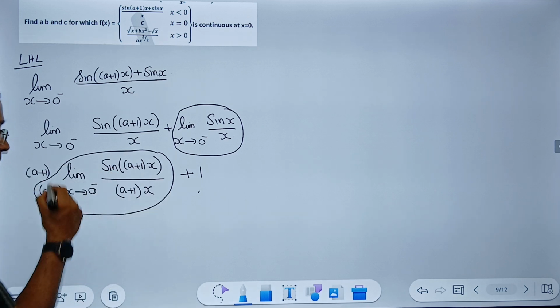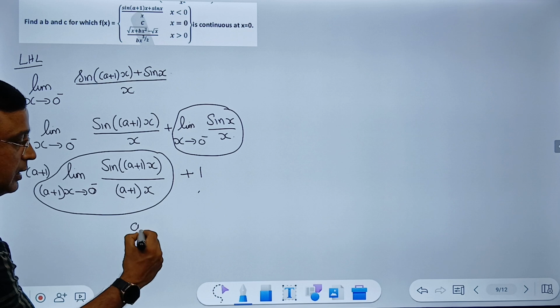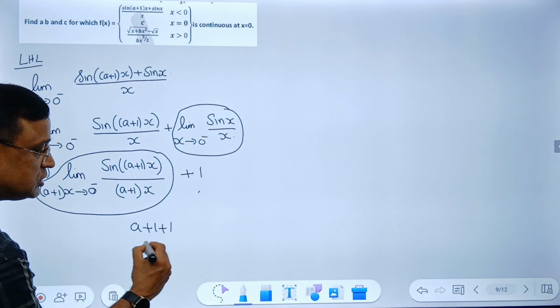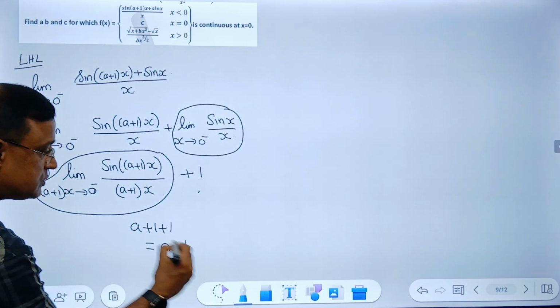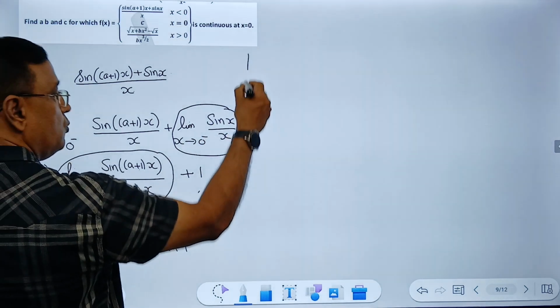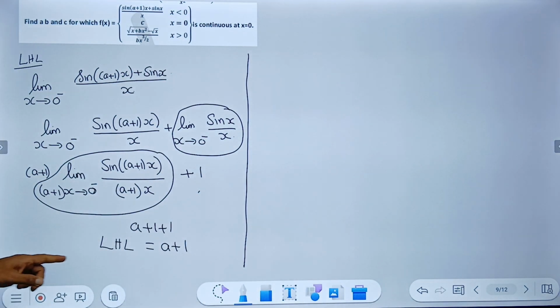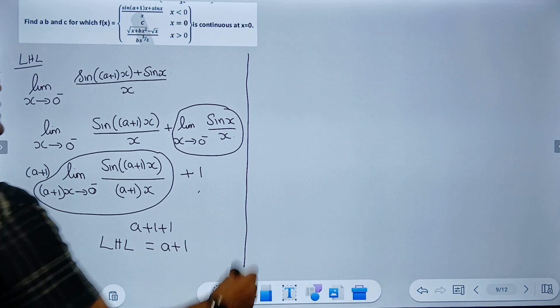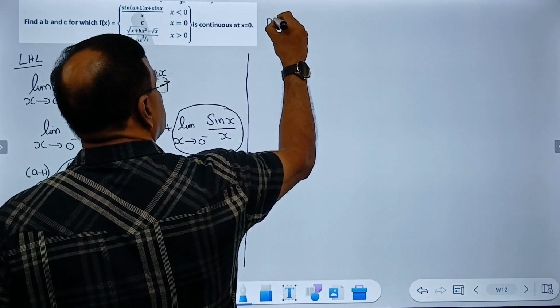So since this becomes 1, already you have a plus 1. It will be a plus 1 plus 1, which is a plus 2. So this is your left hand limit. I hope it's clear. This is your left hand limit. Now let's go to the right hand limit. What is the right hand limit?